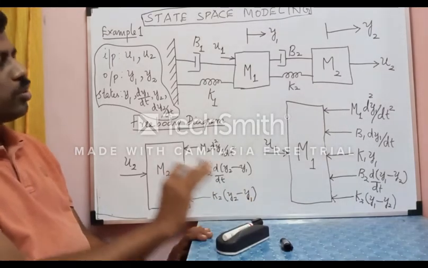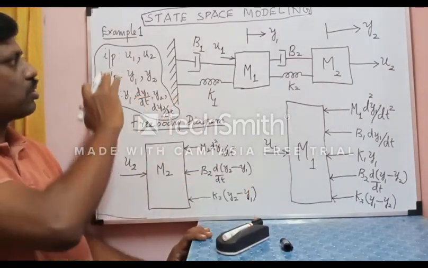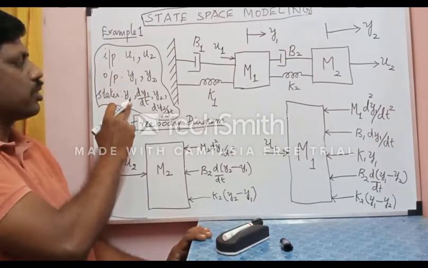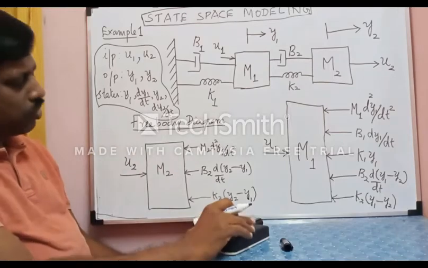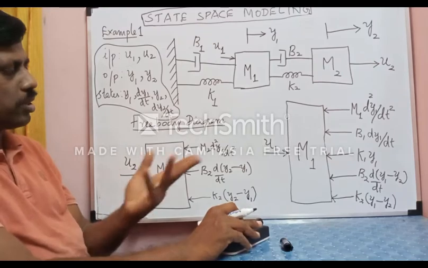Okay, so this first step is over. The first step is identifying the input variables, output variables and the state variables. Now the next thing you have to do is write the equations corresponding to the system.